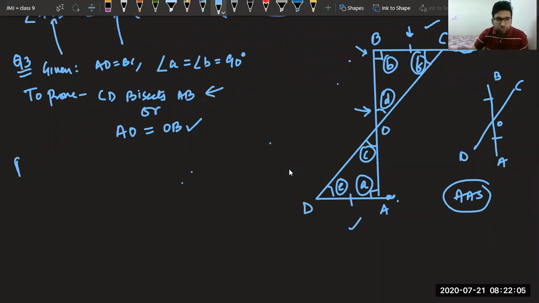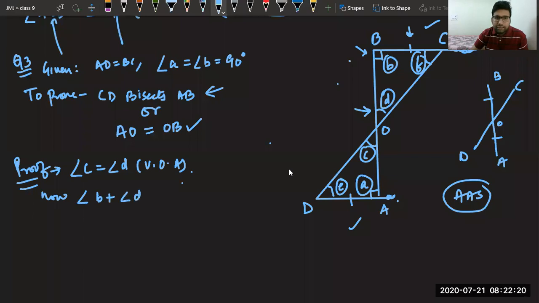So let's start the proof. We can say angle C equal to angle D because vertically opposite angles. Now we can say angle B plus angle D plus angle F, the three angles here, equal to 180, ASP.